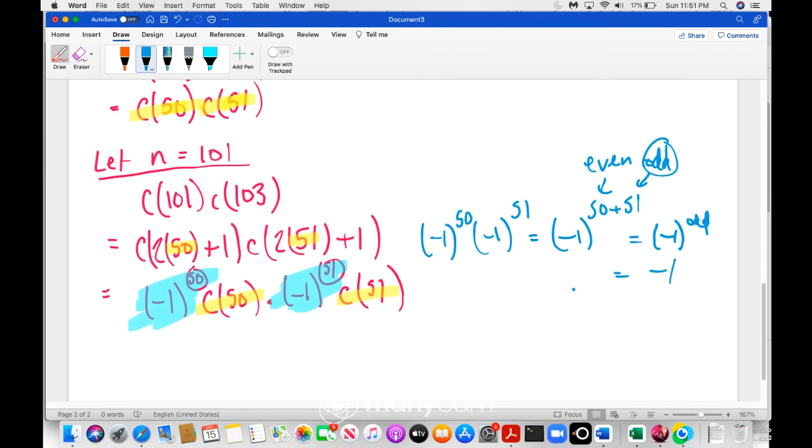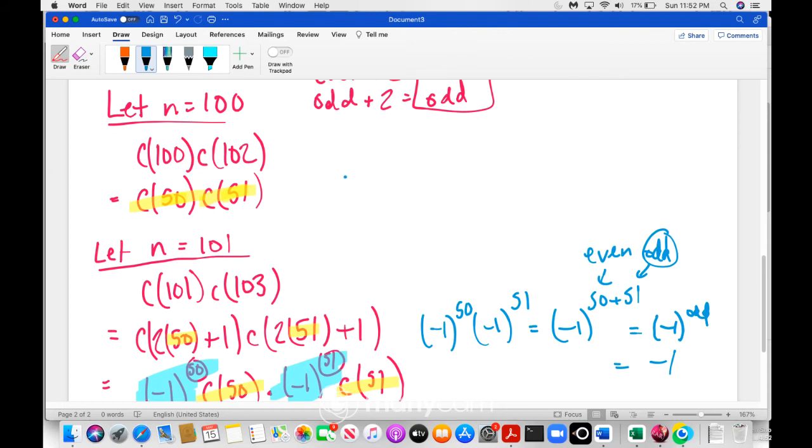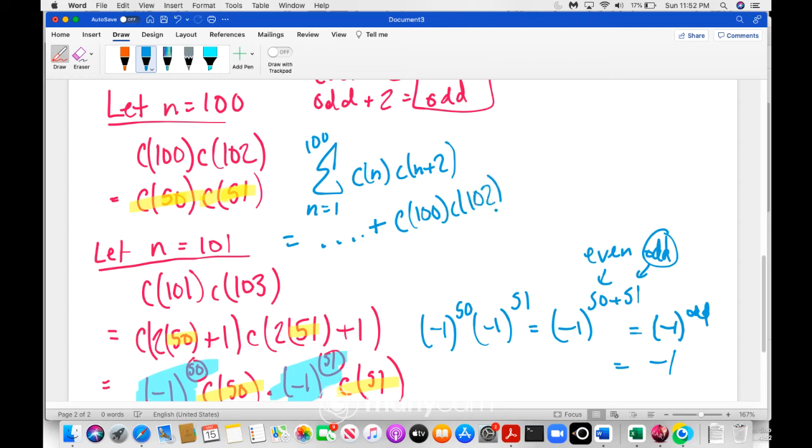So what we end up getting then is negative 1 times C of 50 times C of 51. And you'll notice exactly that that cancels out with this in a sum, right? Because we're adding all these together. So we start with n equals 100, and if we just evaluate the sum of n equals 1 to 100 of C of n times C of n plus 2, that's going to be blah, blah, blah, plus the 100th term. So we're going to get C of 100 times C of 102 minus C of 100 times C of 102.